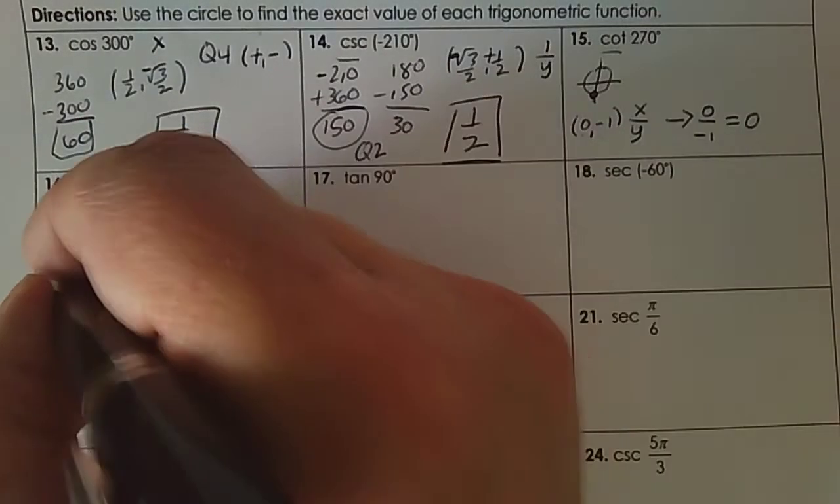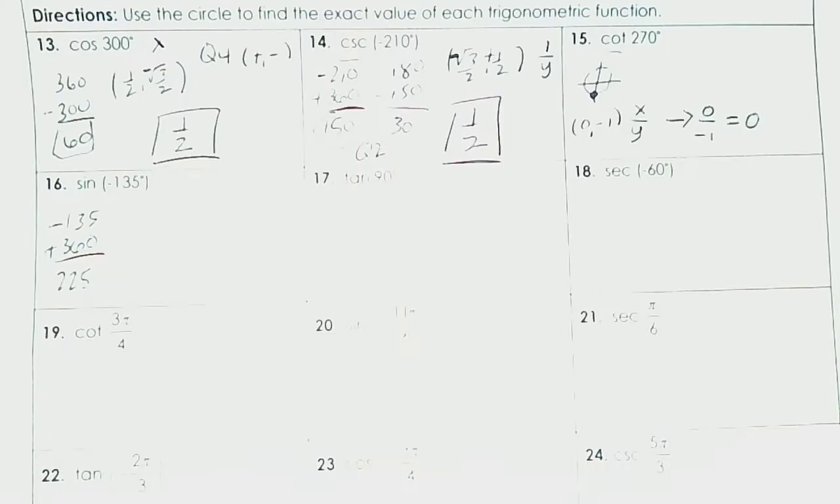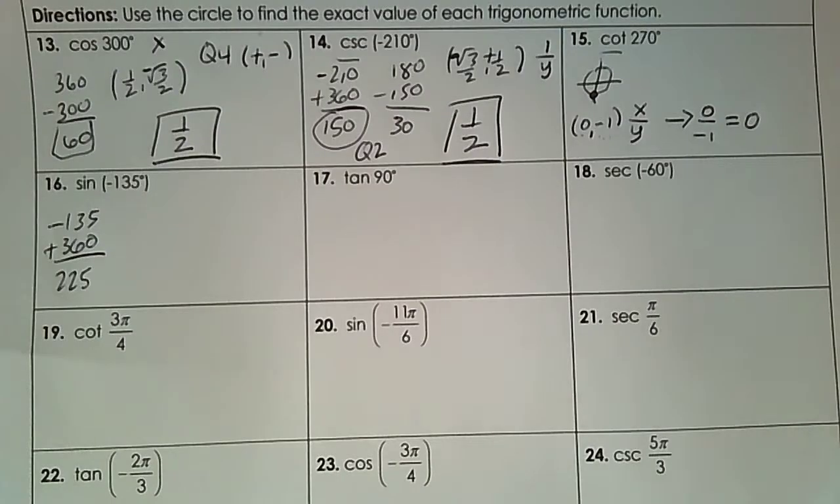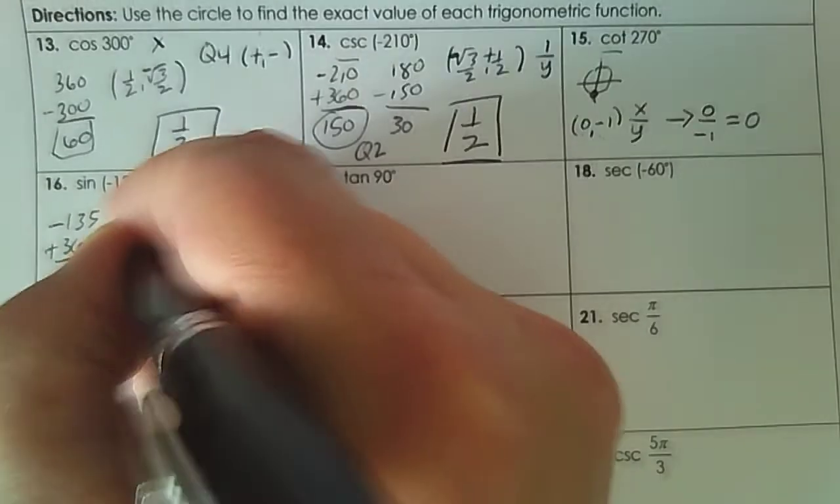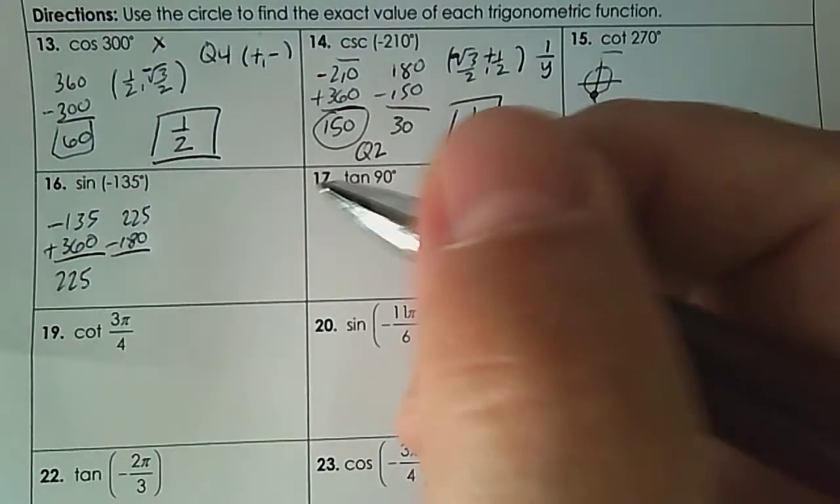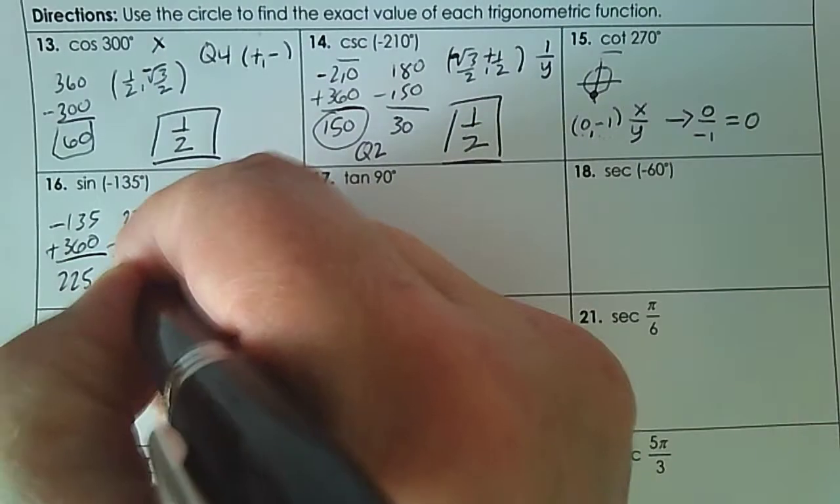And I'm going to get 225. So there's the positive angle that's coterminal to negative 135. Next, I need to know the reference angle there. So I'm going to take 225, I'm going to subtract 180. When I subtract 180, I get an answer of 45.